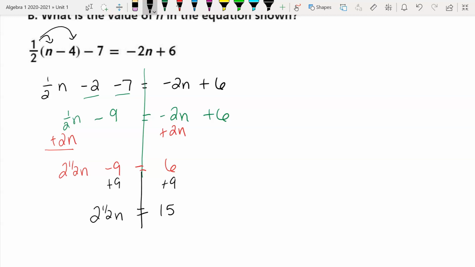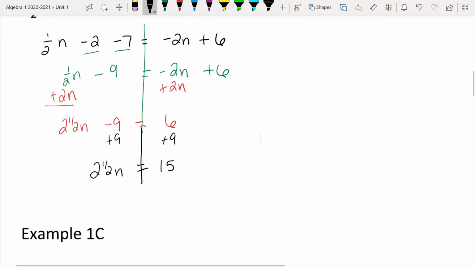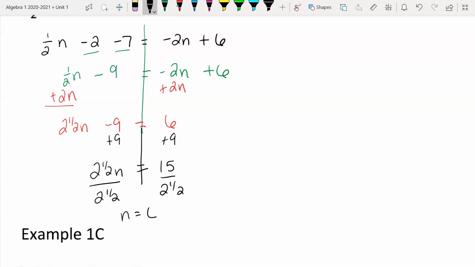Now you're taking that 2.5 and you're multiplying it by n. So what's the opposite of multiplying? Well, that would be division. So I'm going to divide by 2.5. And I get n equals 6.